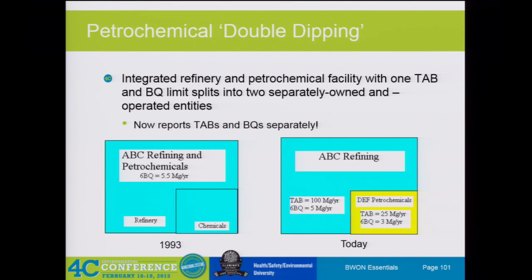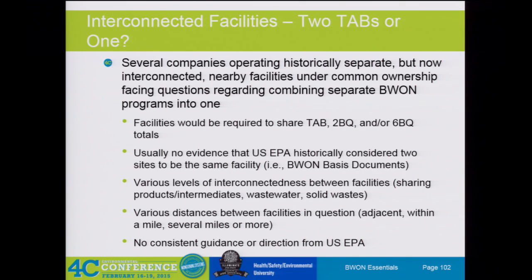So, okay? All right. Interconnected facilities, two tabs or one. So the scenario that we just talked about. Several companies operating historically separate but now interconnected nearby facilities under common ownership, facing questions regarding combining separate B1 programs into one. So they're required to share the tab, the 2BQ or the 6BQ. Usually no evidence that EPA historically considered sites to be the same facility. So if they had, like we were talking earlier, different EPA numbers, that kind of helps strengthen that case.